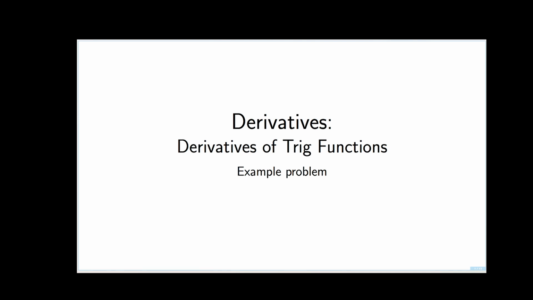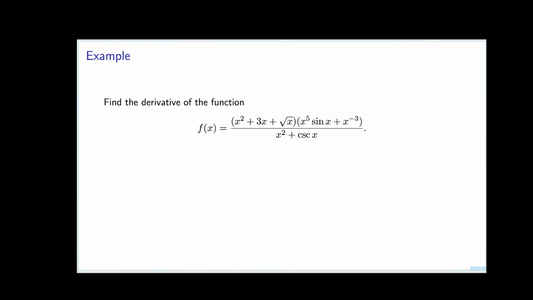In this lesson, we'll do an example problem involving derivatives of trig functions. We're asked to find the derivative of the function f of x equals x squared plus 3x plus root x times the quantity x to the fifth sine x plus x to the minus 3, all over x squared plus cosecant of x. So the first thing that we'll notice is that we have a quotient, so we're going to need to start by applying the quotient rule.